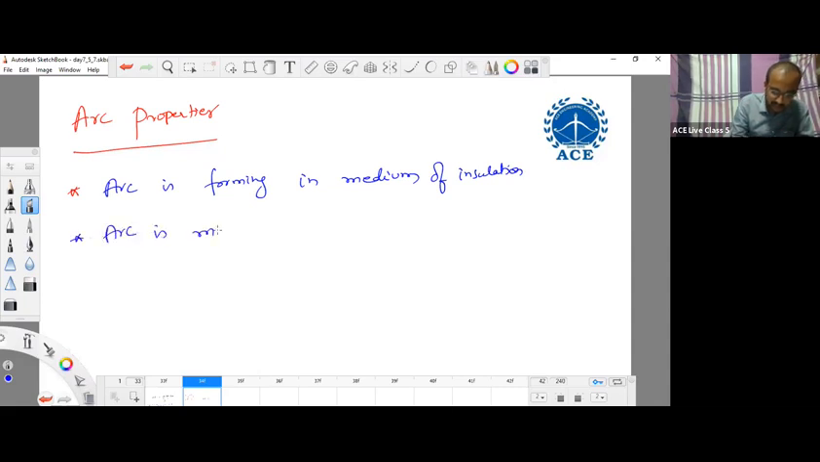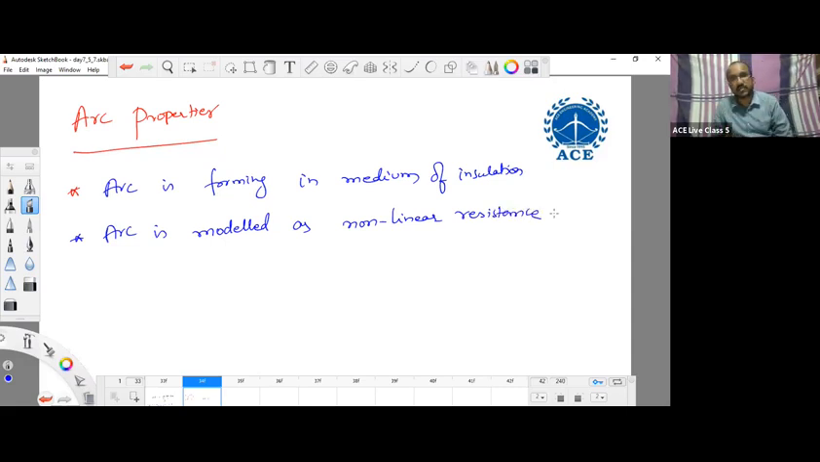Arc is modeled as non-linear resistance. Very important objective type question. Arc is modeled as what? Non-linear resistance. Arc is modeled as non-linear resistance.